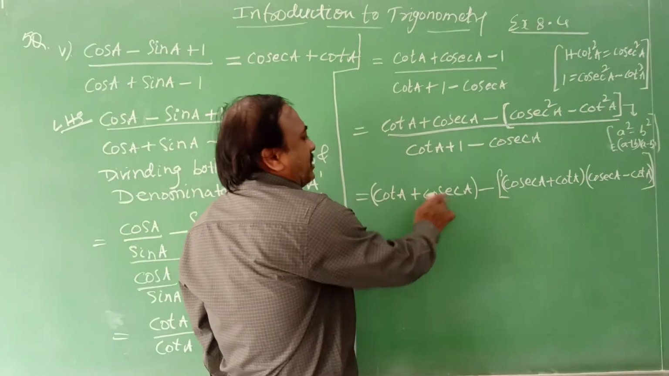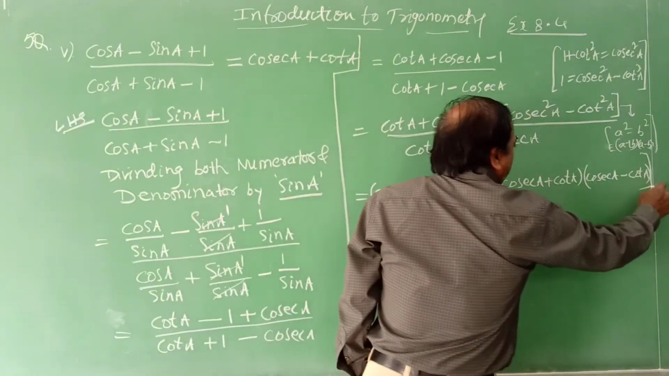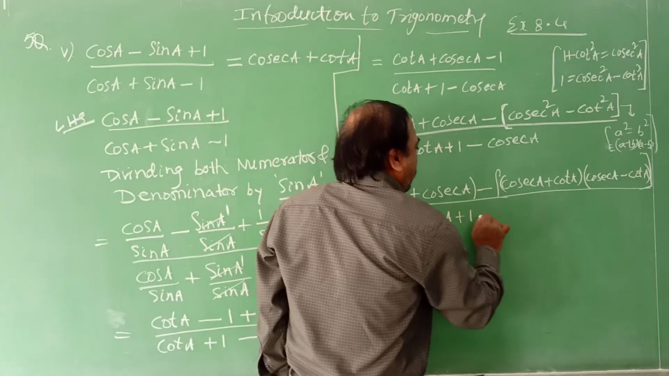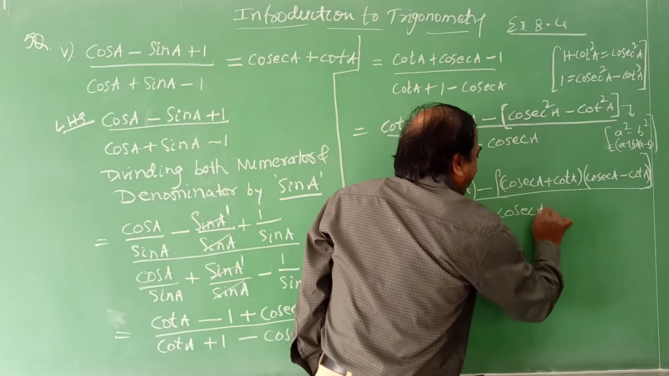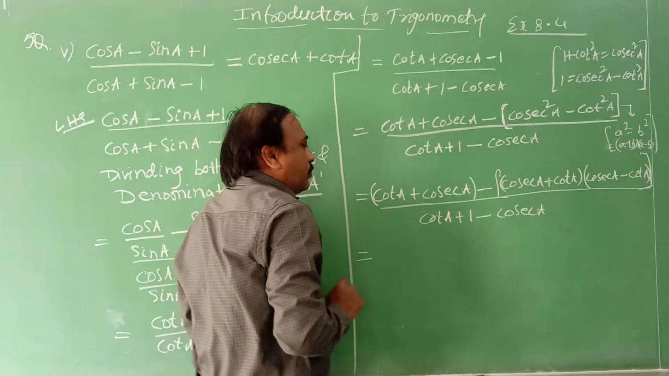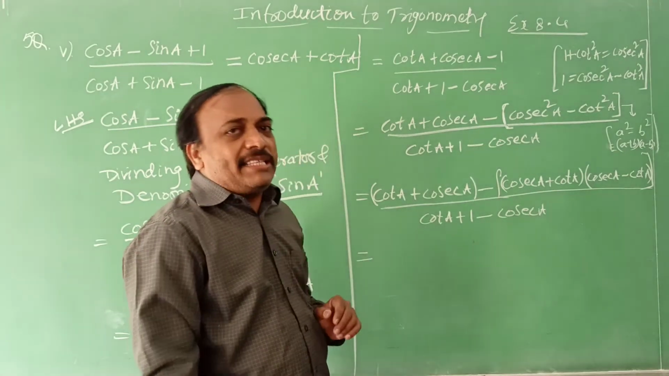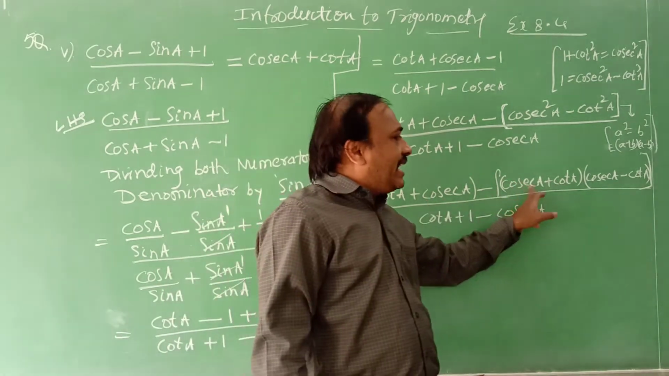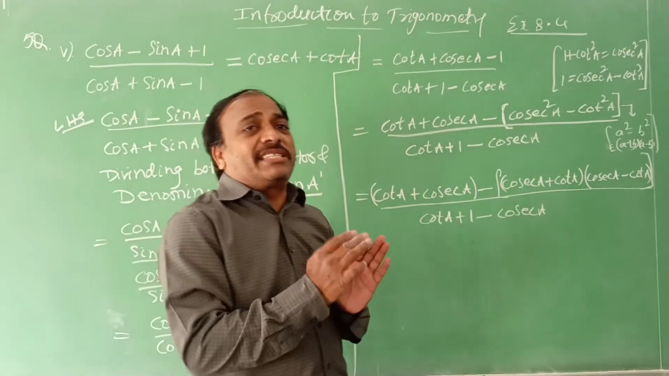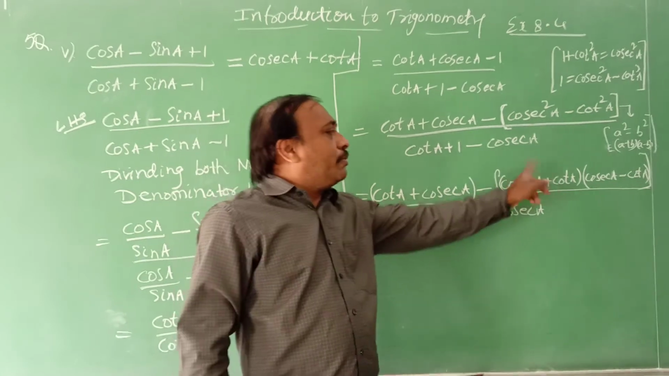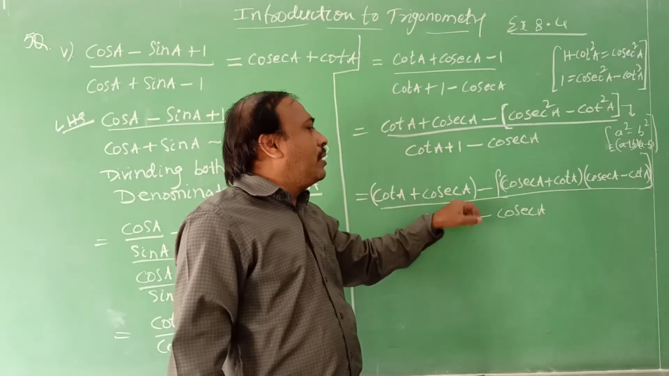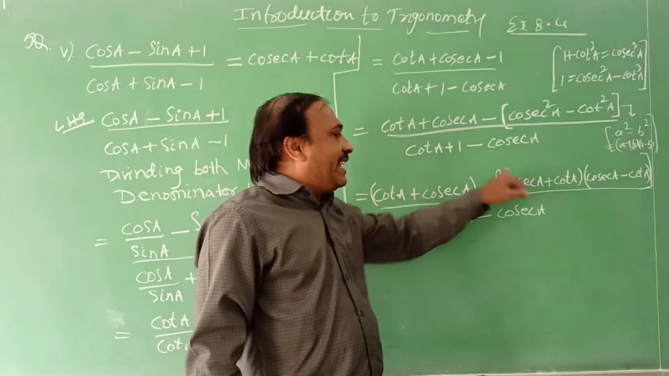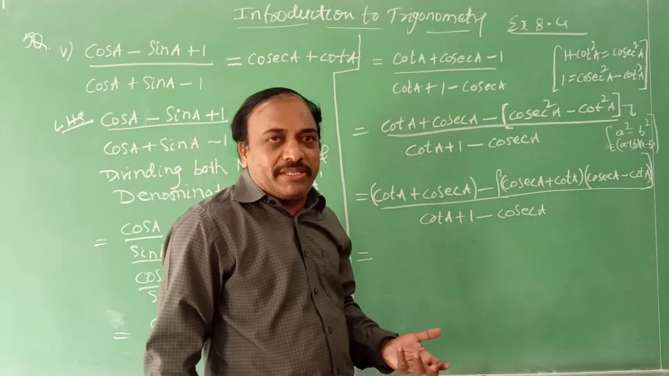So cot A plus cosecant A, the whole thing by cot A plus 1 minus cosecant A, which is equal to. Now observe the numerator. Cot A plus cosecant A, cosecant A plus cot A. They are similar terms, they both are the same, like 1 plus 2, 2 plus 1, or 3 plus 4, 4 plus 3, the answer remains the same.